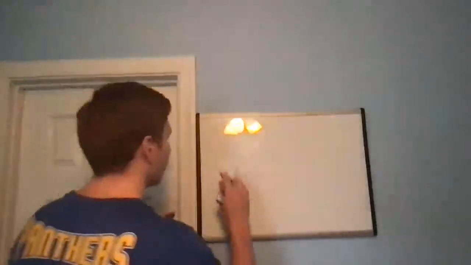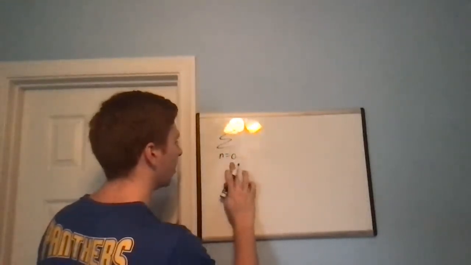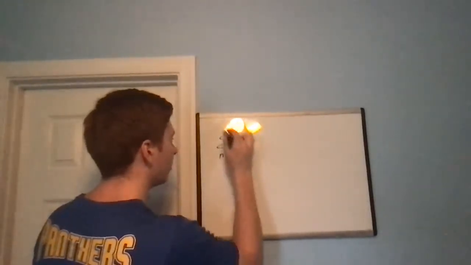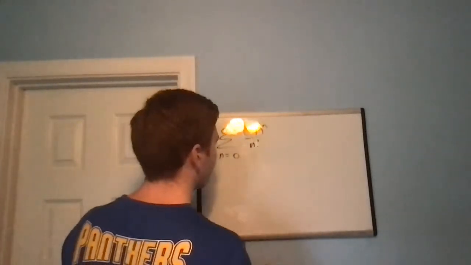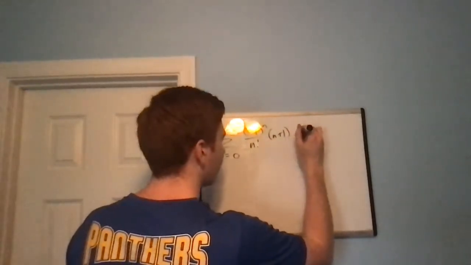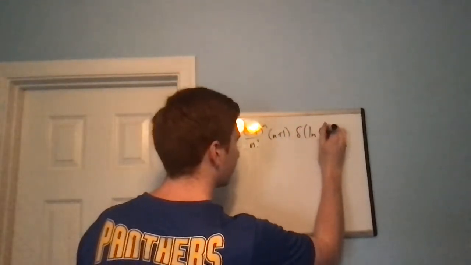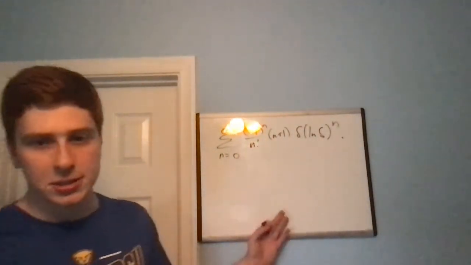Now for the summation in the first solution, let's see if I remember it. I believe it looks like this: minus 1 to the n over n factorial times n plus 1 delta ln delta to the n. Oh my God, it's blurred out. This is the summation for the first one.